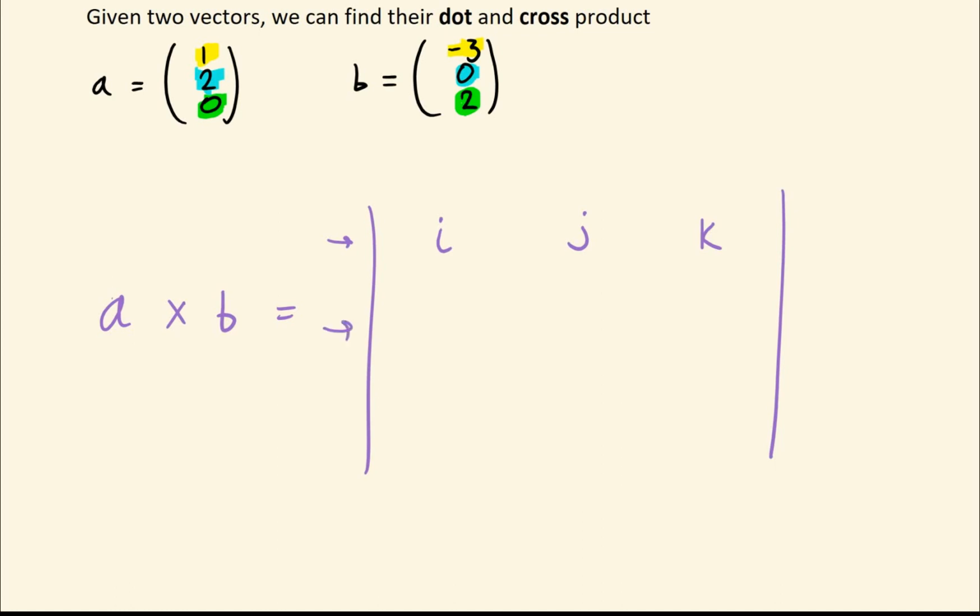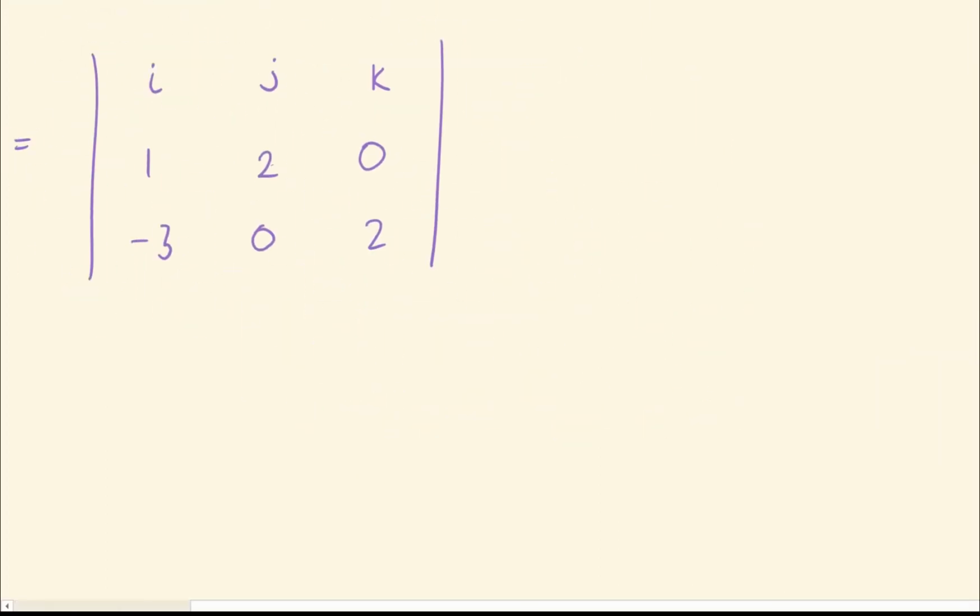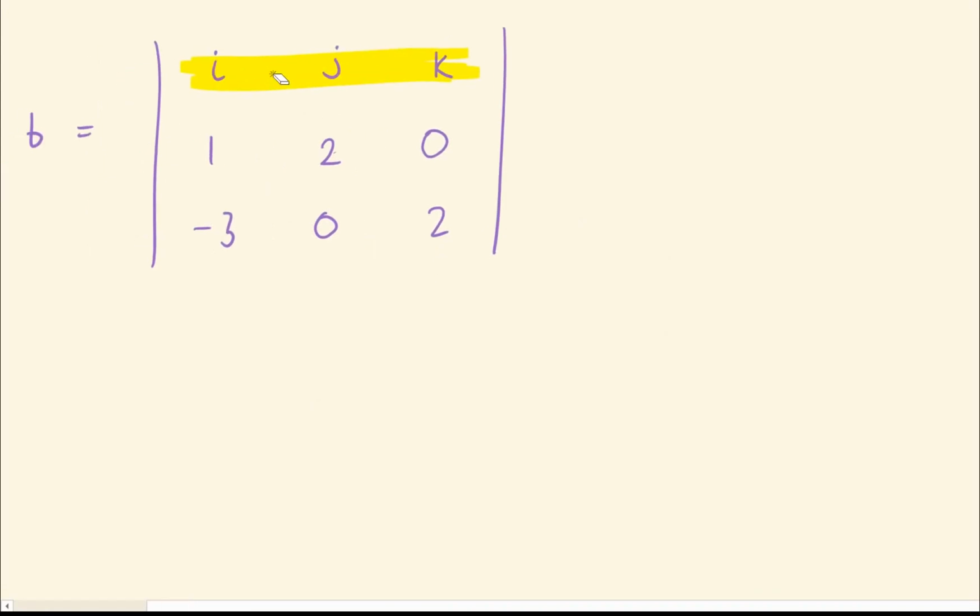For your second row, you want the vector A. Whichever comes first takes the second row. So here it's 1, 2, 0, and you slide it in across. Along my third row, I need my vector B, so minus 3, 0, 2. Now we're going to work out the determinant, and that will give us A cross B. The way to work it out is to expand this determinant along the top row. Let's go through that.